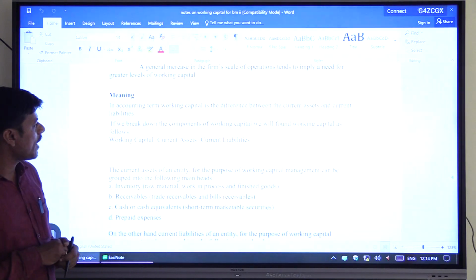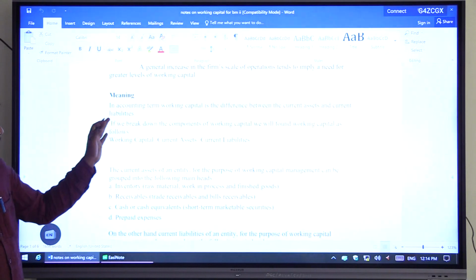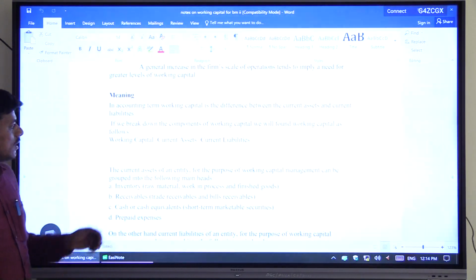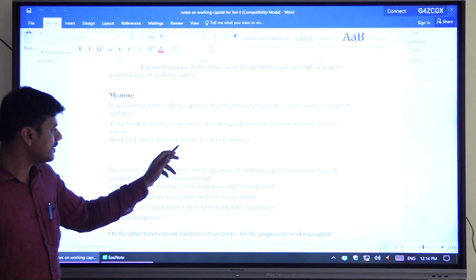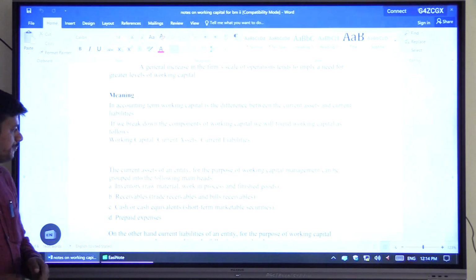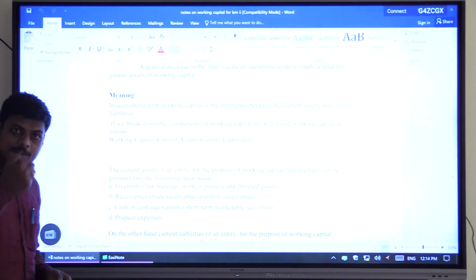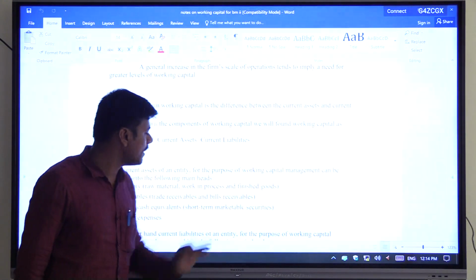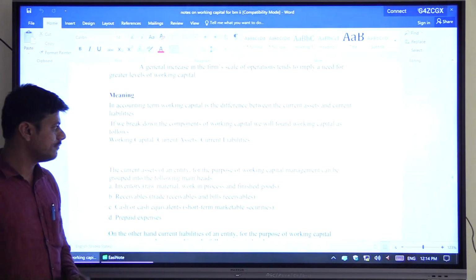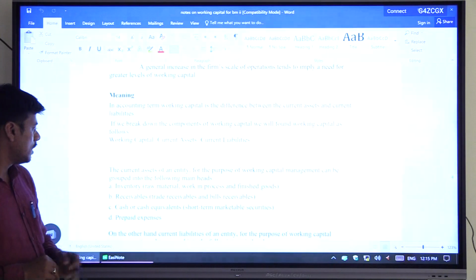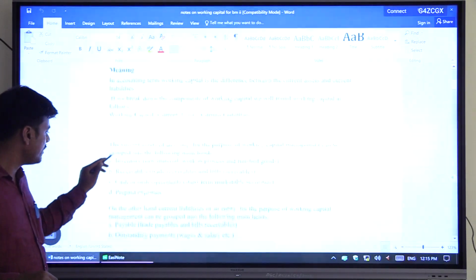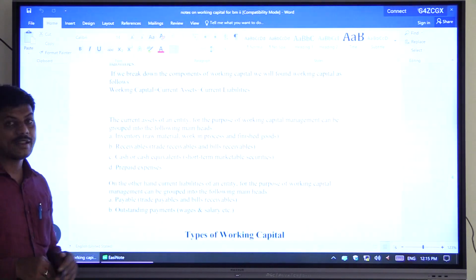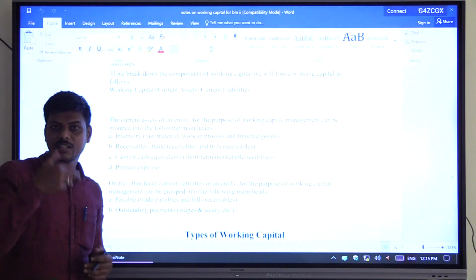Now this is the meaning from the point of view of accounting. It is nothing but the total of current assets minus the total of current liabilities; the difference is called working capital. Working capital is equal to current assets minus current liabilities. Now the most important point: what are current assets? The current assets of an entity for the purpose of working capital management can be grouped into the following main heads: first is inventories, second is receivables, third is cash or cash equivalents, and fourth is prepaid expenses. Now inventory is also classified into three categories.